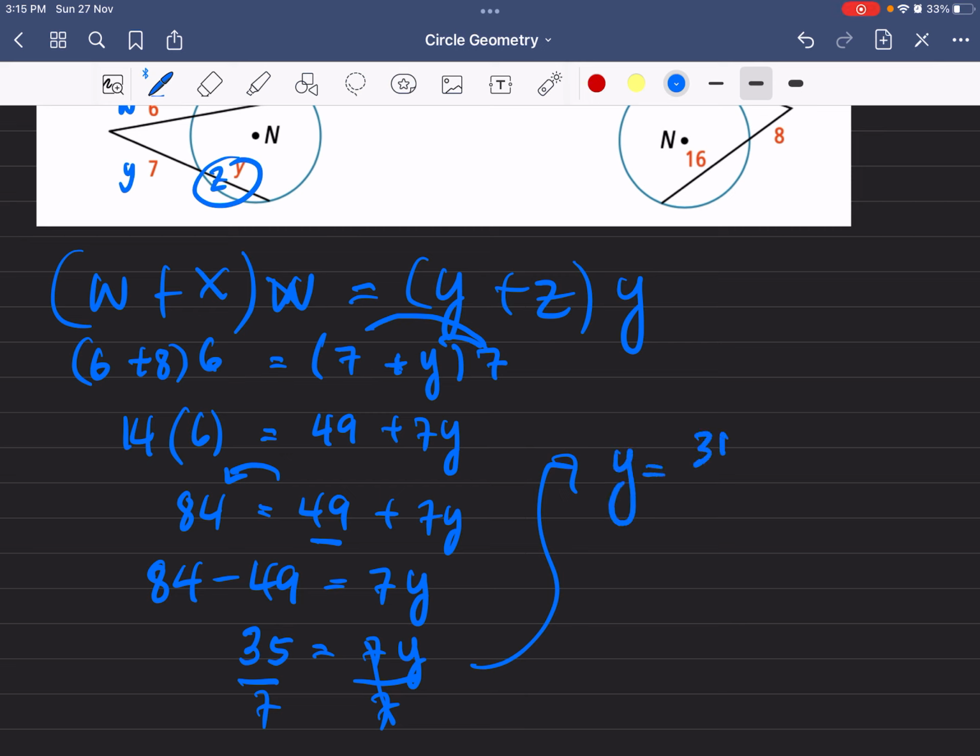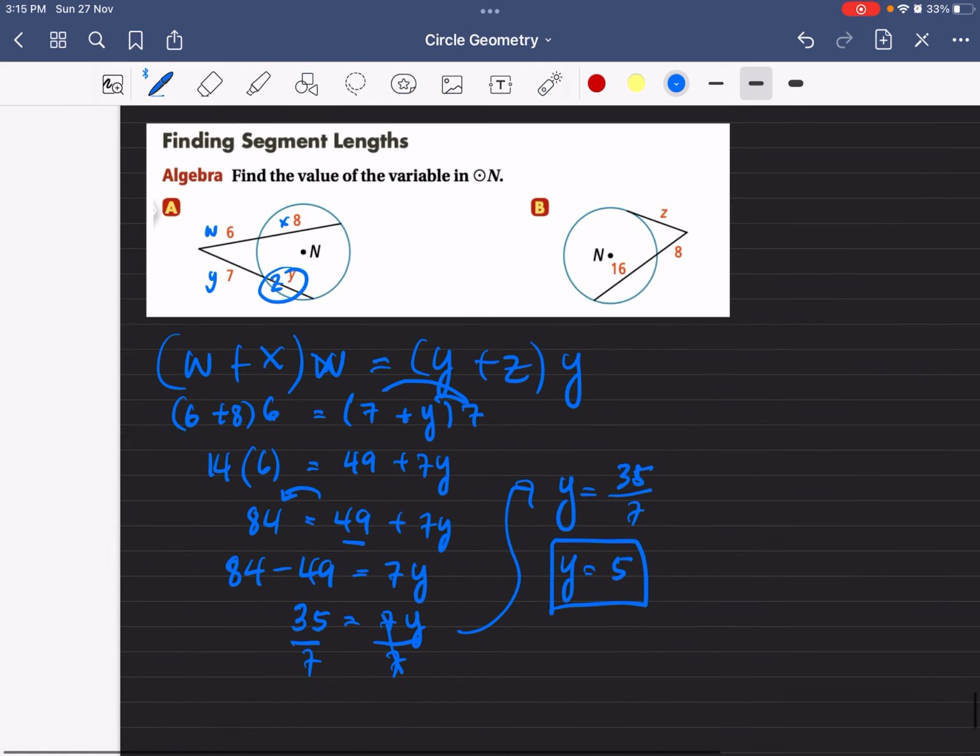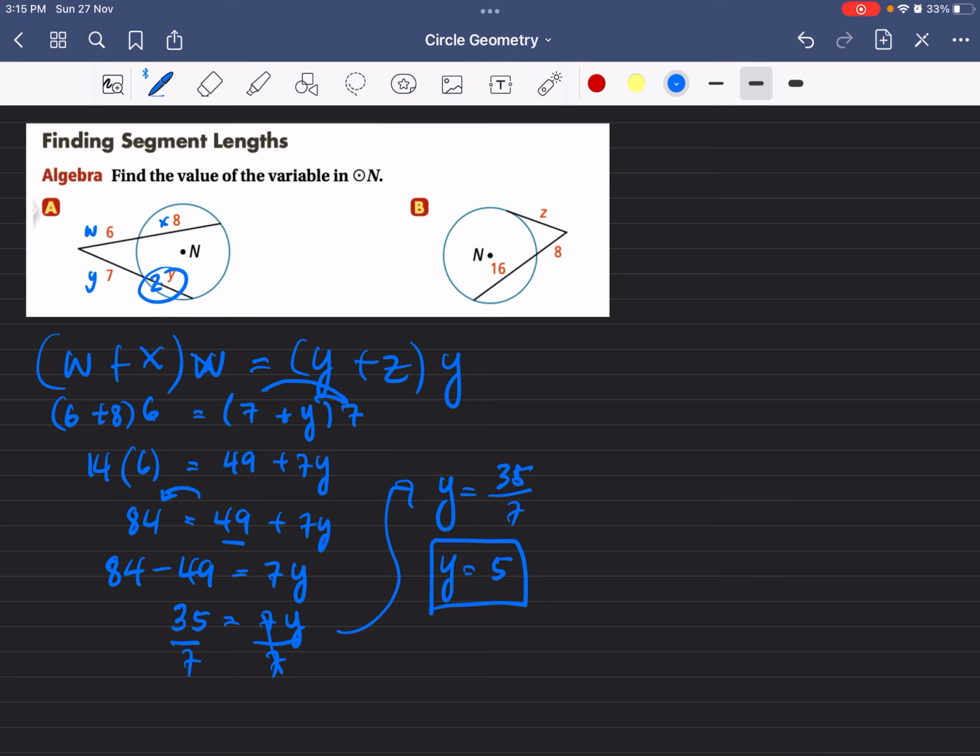We're going to divide this by 7, so what is left here is just y is equal to 35 over 7. And what is 35 over 7? That's going to give you 5. That's where we get 5. Okay, understand? I hope you understand that.